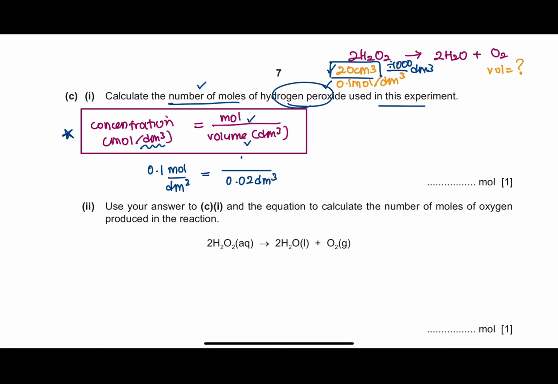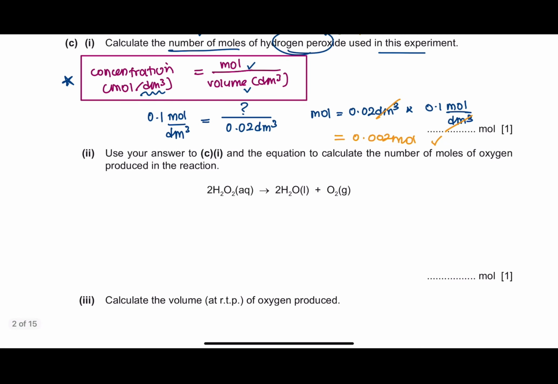Now you have to find the value of mole. The value of mole would be that volume multiplied by concentration. After calculating, you get 0.002 mole. So this would be your answer for hydrogen peroxide. Now moving on to question 2, using your answer in C1 and the equation, calculate the number of moles of oxygen produced in this reaction.